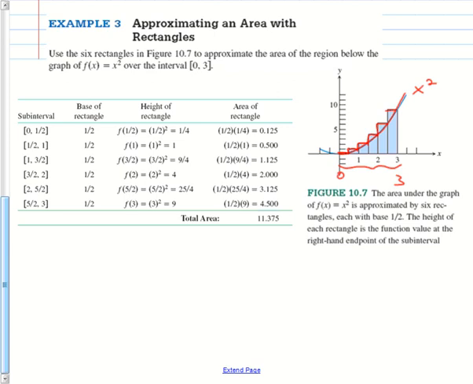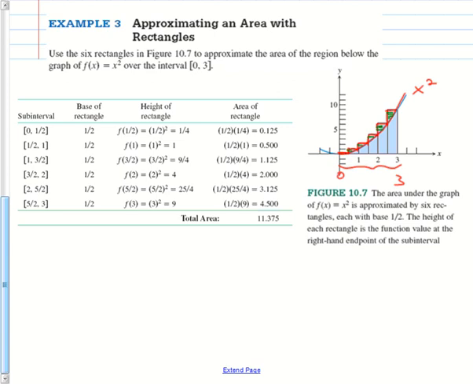If I found the area of each of these and added it up, how would that rectangle sum compare to the real area? A little bit bigger, isn't it? Because I've got these extra little pieces up here. I've got these extra things. It's a little bit bigger. But I'm on my way there.